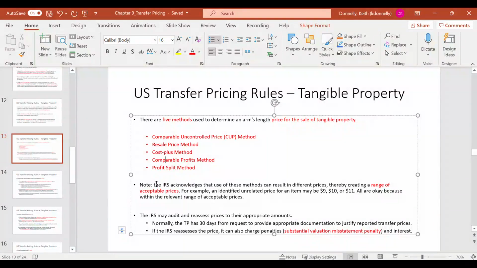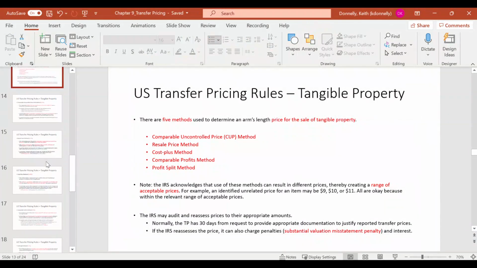Comparable profits, we're looking at what we would expect B to have for comparable profits to similarly situated entities in that country. And then the profit split method is really viewing them as a single entity and dividing the profit in such a way that it's based on contribution.